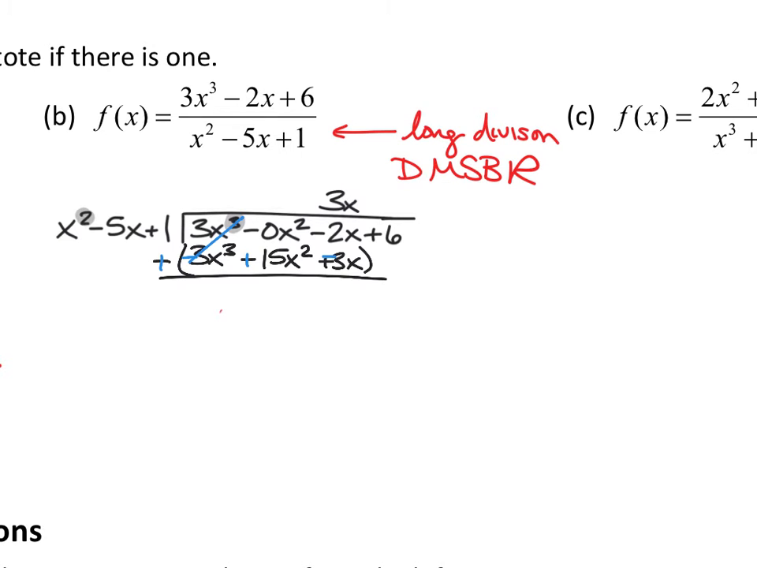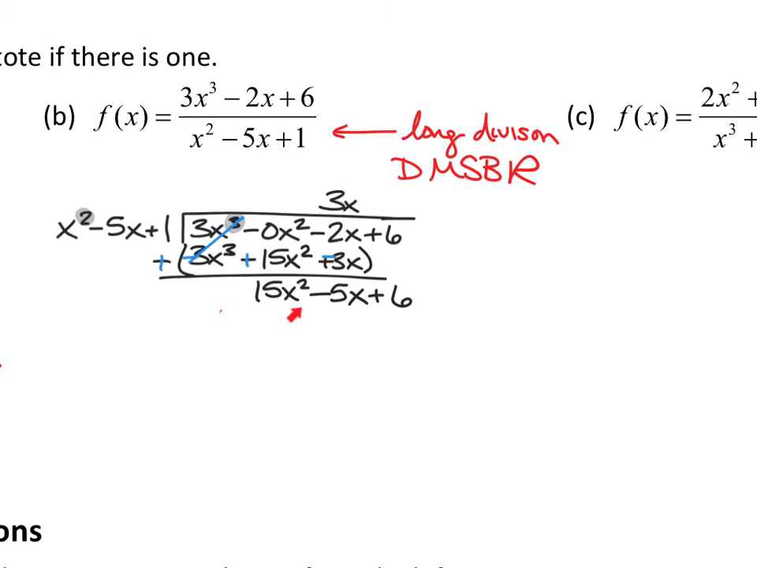First terms should cancel, and if they don't cancel, you've done something wrong. Negative 0x squared. Why did I put negative 0x squared? Could be positive 0x squared. I digress. Okay, so we subtract, we bring the 6 down, and we repeat.